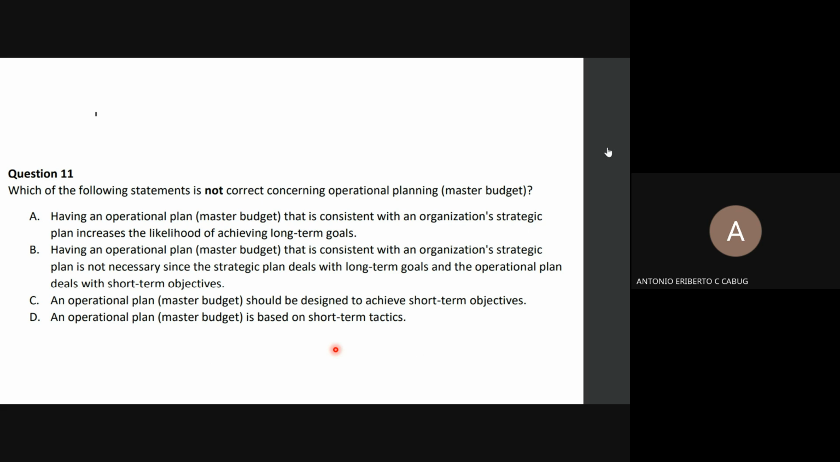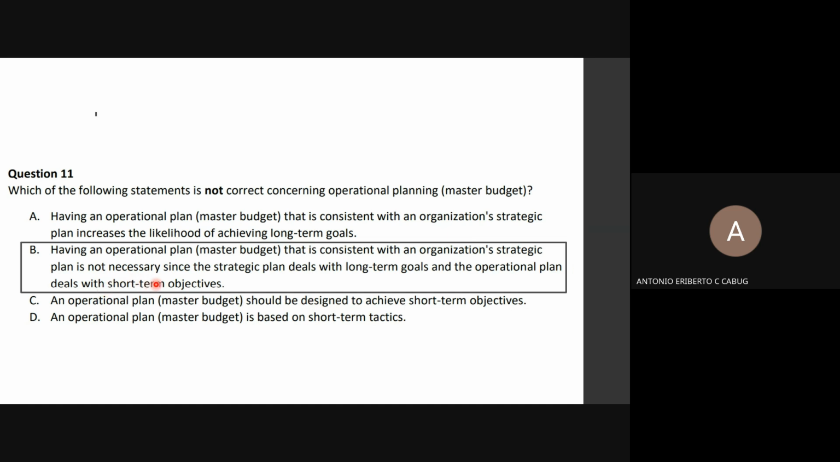Which of the following is not correct concerning the master budget or operational planning? The answer here is letter B. Having an operation plan or master budget that is consistent with an organization's strategic plan is not necessary. Okay, this is the statement that is incorrect. So it is not correct to say that the two must be consistent, the operational plan with the strategic plan.